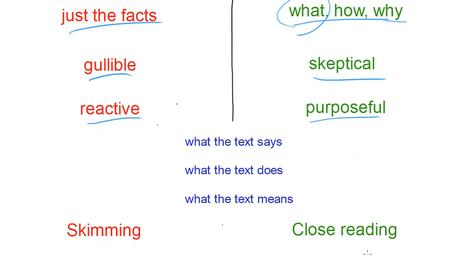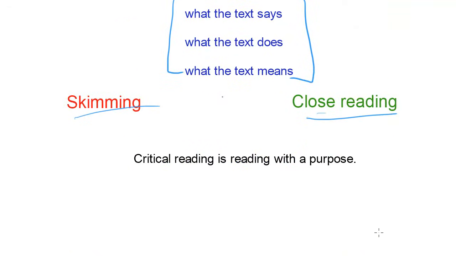So critical reading can be really summarized by these three issues. The critical reader wants to know what the text says, what the text does, and what the text means. And I'm going to be referencing this a lot throughout the series. And finally, you can also break this down into: a non-critical reader skims and a critical reader does close reading. And I'm actually going to have a video in a couple videos from now about this issue of skimming versus close reading.